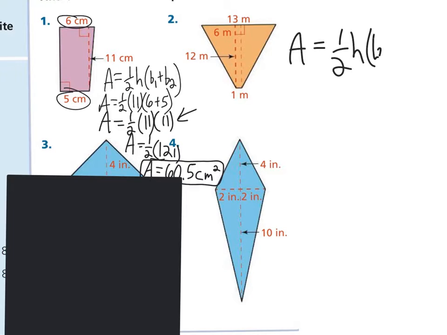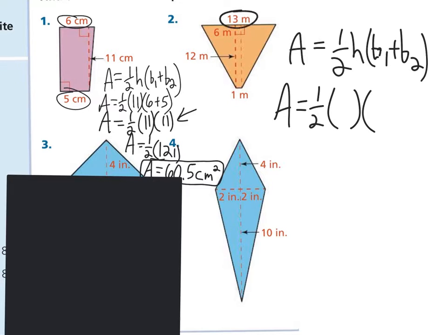I'm going to start out with my formula again. Good idea to write your formulas and then substitute into those. So probably best to look for your bases first, the parallel sides, which in this case would be 13 and 1. Height would be 12.